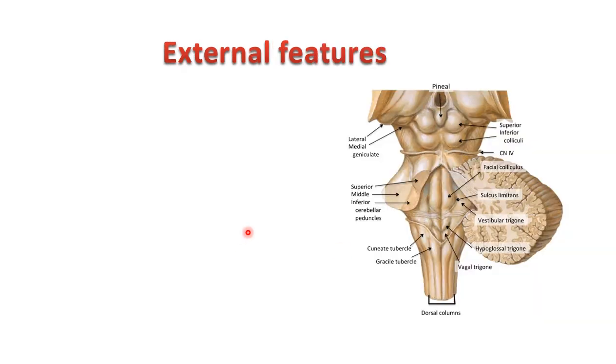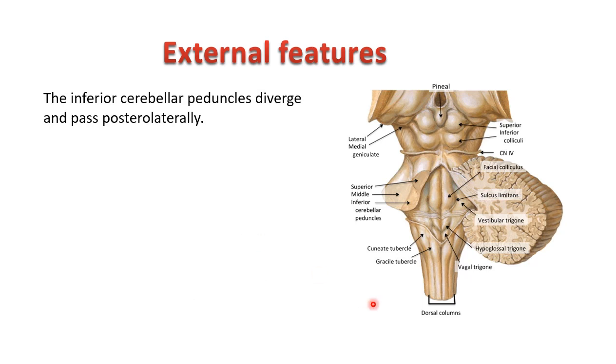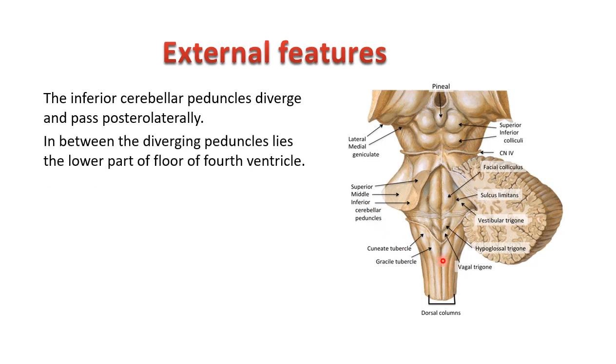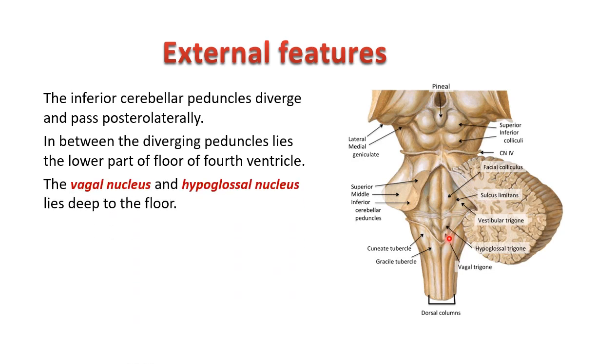Other features dorsally, as I told you, are the inferior cerebellar peduncles, which are diverging. That is the cerebellum you are able to see here. One half of the cerebellum has been removed. In between the diverging peduncles, you are able to see the lower part of the floor of the fourth ventricle, and here you see two trigones: the hypoglossal trigone and the vagal trigone. Deep to them you have the hypoglossal nucleus and the vagal nucleus. They are called trigones or triangles. And then one more band of fibers you are able to see.